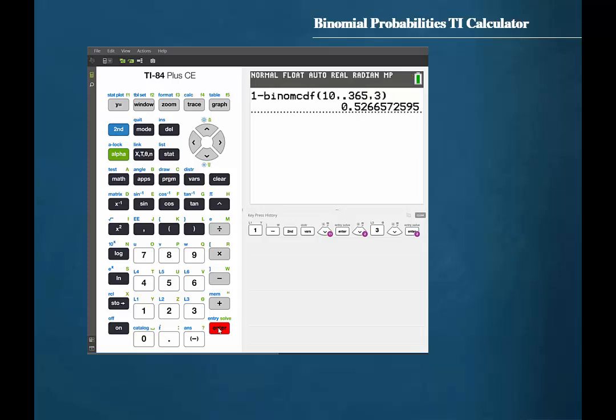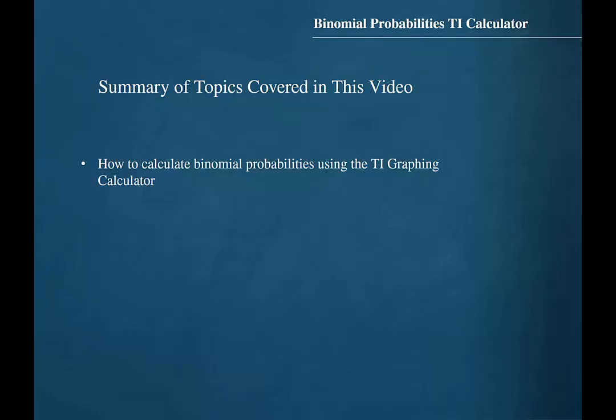Press enter, and we will find that this probability is 0.5267 if we round to 4 decimal places. In this video, we learned how to calculate binomial probabilities using the TI graphing calculator.